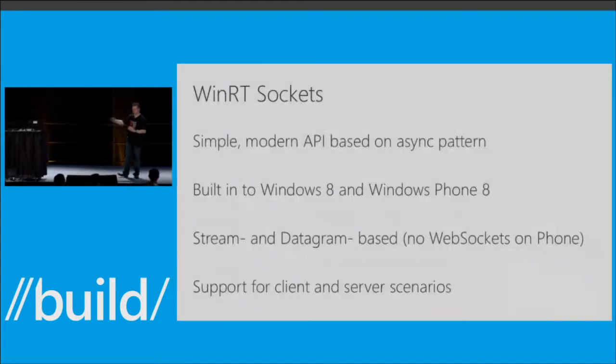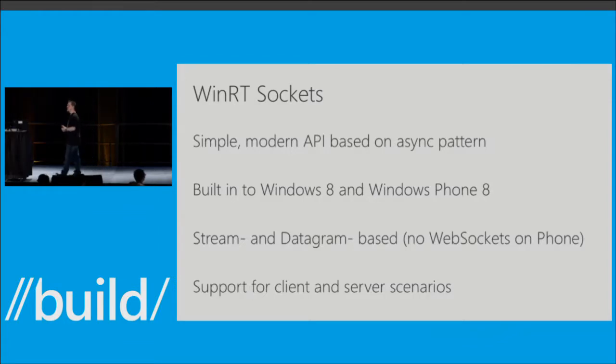Now, WinRT sockets is, again, a simple, modern, async-based API. This one's shipped in Windows and Windows Phone, so there's no need to get a NuGet package for this one. It's in the box, the same API. On Windows Phone, we support stream sockets for TCP and datagram sockets for UDP. The phone does not support web sockets, whereas Windows does. And we support both client and server scenarios.